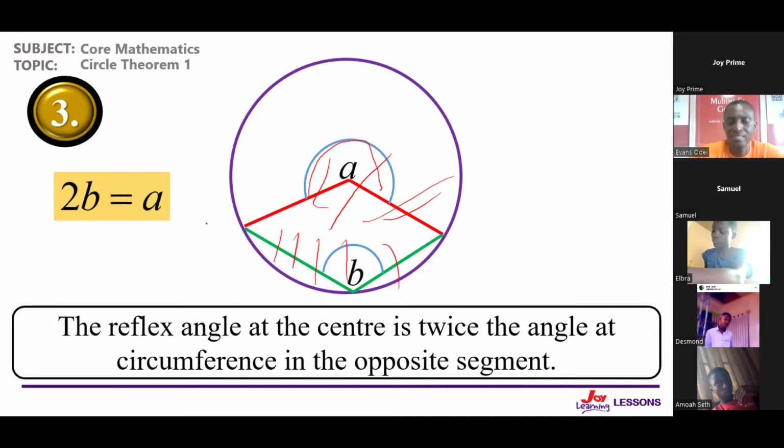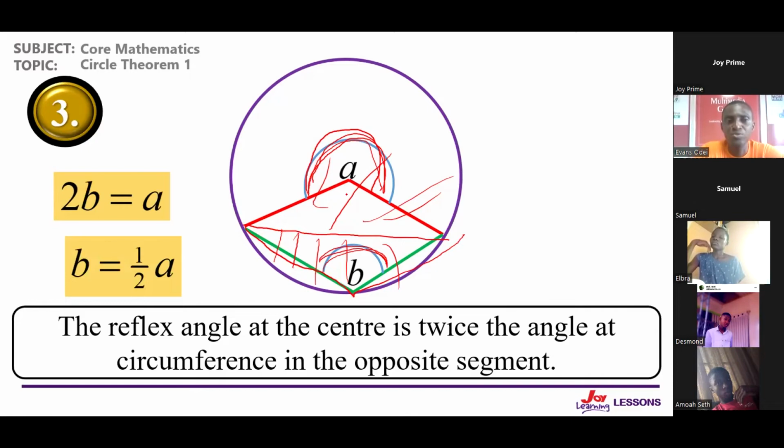Again, let me repeat that. The angle we create over here, the reflex angle, if the chord is here, opposite that segment, another angle is created by the same chord to the circumference. Twice the angle at the circumference should be equal to the reflex angle here. That is what this theorem is all about. Or we can say half of A is equal to B.